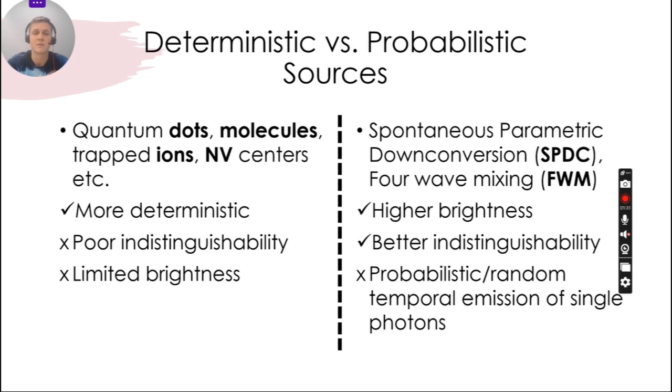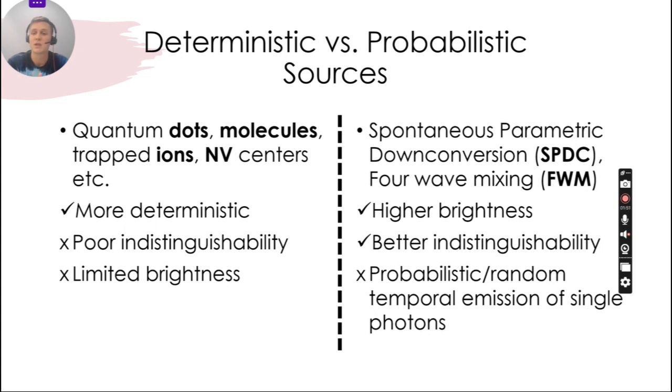And again, there's two different types of sources, broadly deterministic and probabilistic. Deterministic, for example, dots, molecules, ions, and NV centers. They have the advantage of being more deterministic, more on demand, but they sometimes suffer from poor indistinguishability and limited brightness when compared to the probabilistic sources.